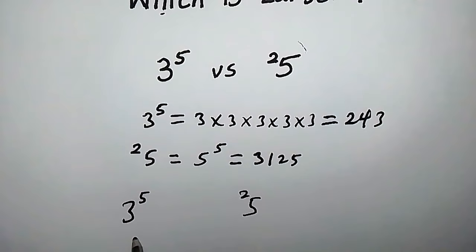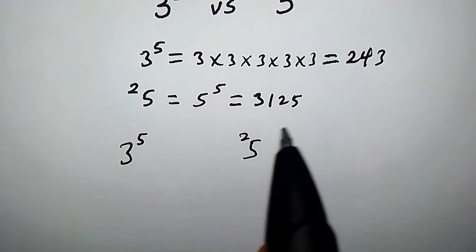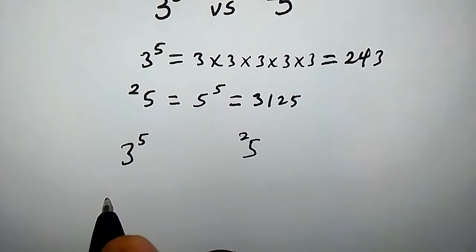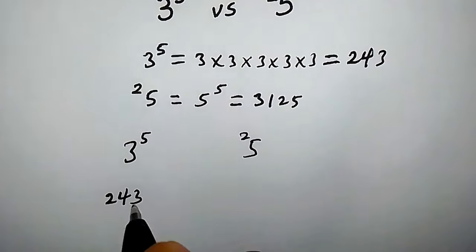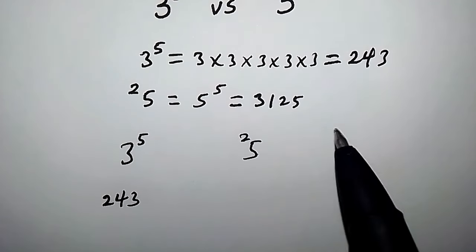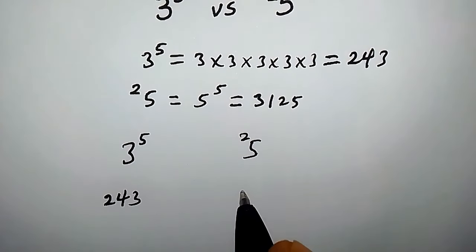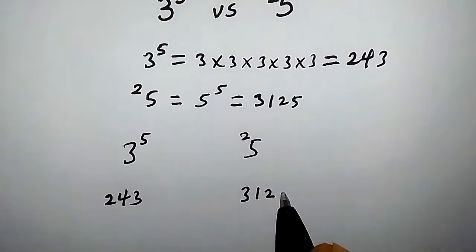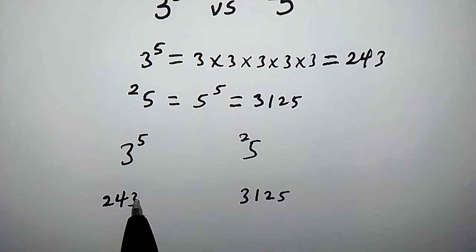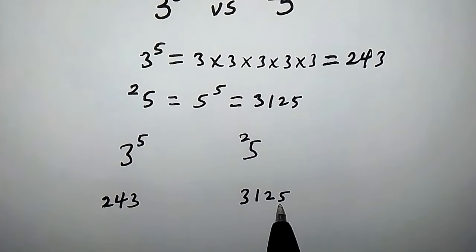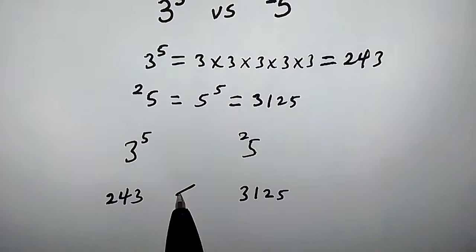So now from the question, we have 3 to the power of 5 and 5 to the super power of 2. What is 3 to the power of 5? That is 243. 5 to the super power of 2 is 3125. You will observe that 243 is less than 3125.